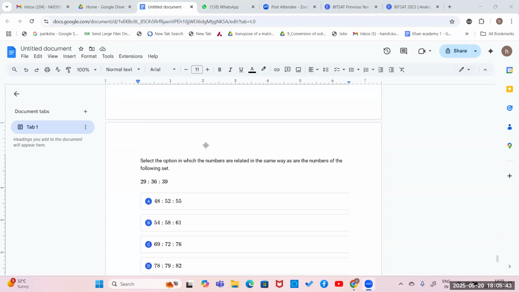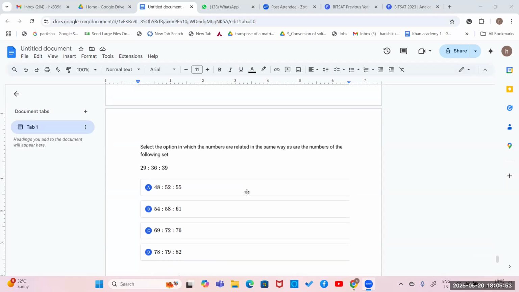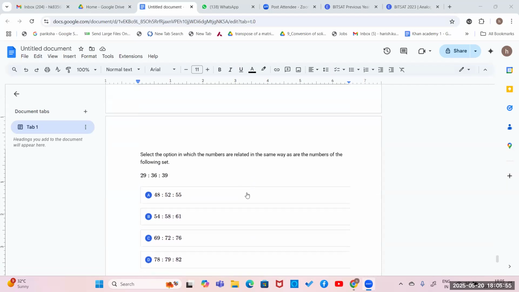All right. Let's solve this one. 29, 36, 39. In whatever way they are related, you have to find the same way in which these numbers are related. Okay. Let's do it. Give me your answers.